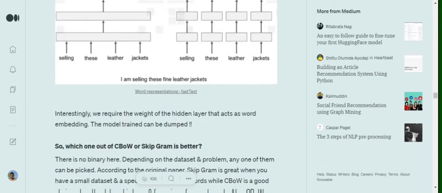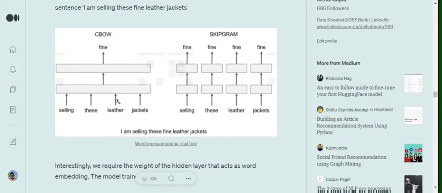Now, what we are trying to do next is feed all these words together into a neural network, and eventually we are trying to predict the word of which these words are neighbors, that is fine. As an example, take "I am selling these fine leather jackets", and if n equals 2, we are trying to forecast fine. So selling, these and leather, jackets become our input. Eventually they get merged together in a single layer here, and then they try to predict the word fine. This is all great, but where are we getting our embeddings?